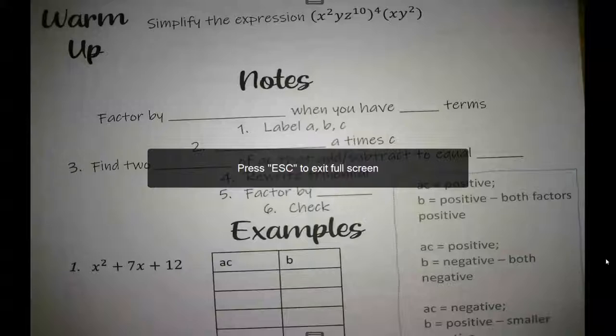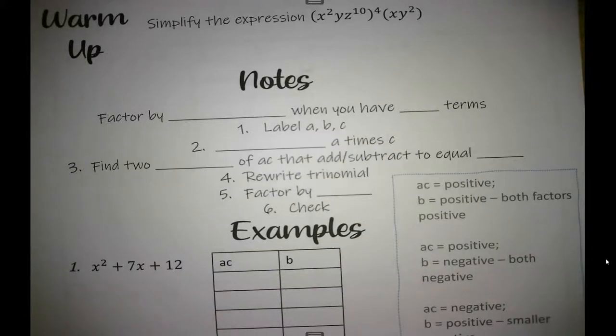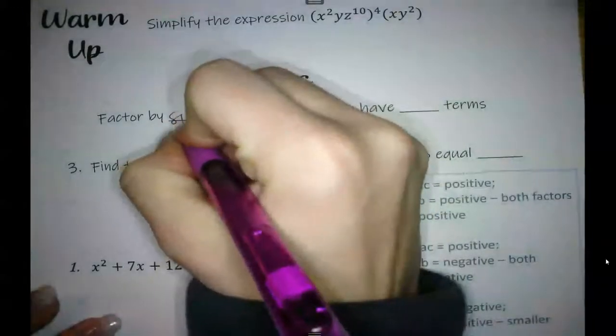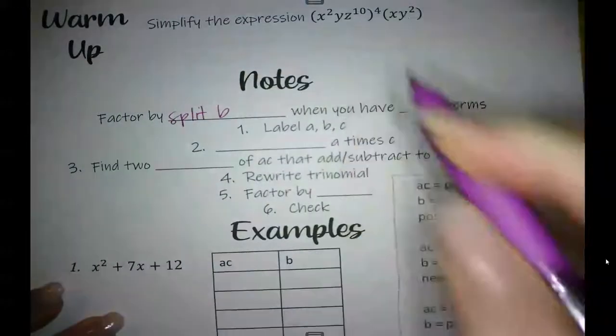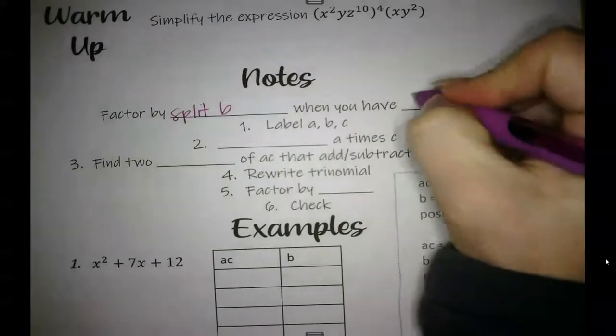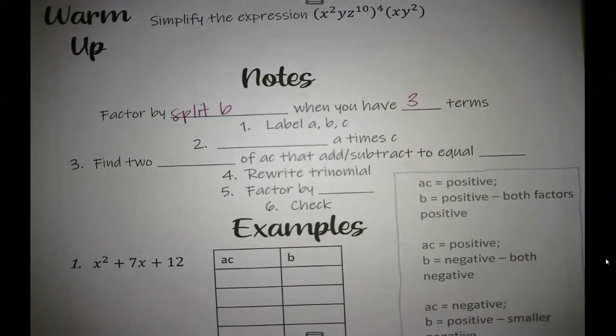Look at factoring when we have three terms. So we are going to factor by this method, or what we like to call the split B method, when you have three terms. So we factor by GCF, or greatest common factor, when we have two terms, and split B when we have three.